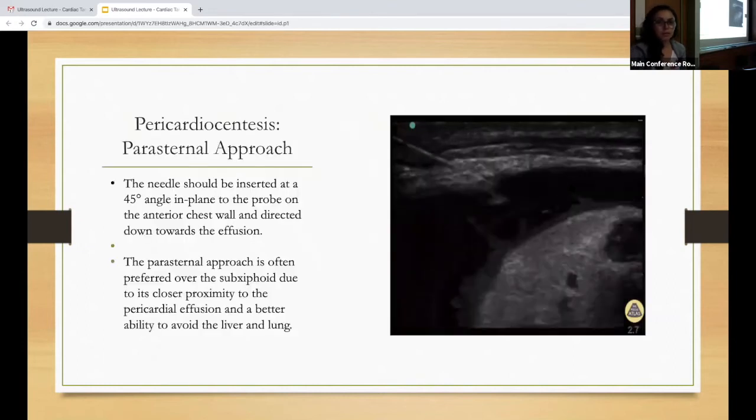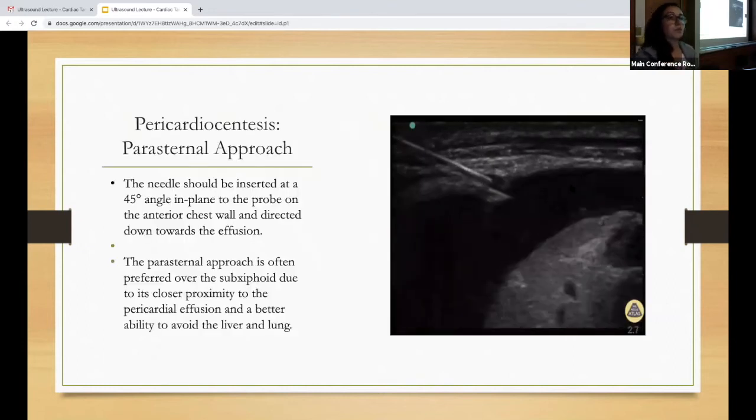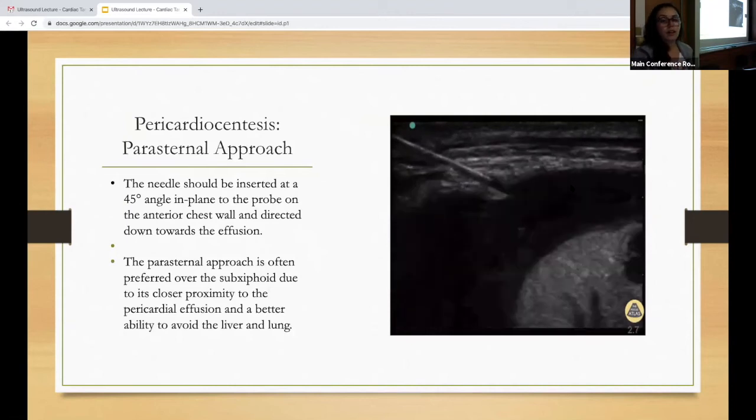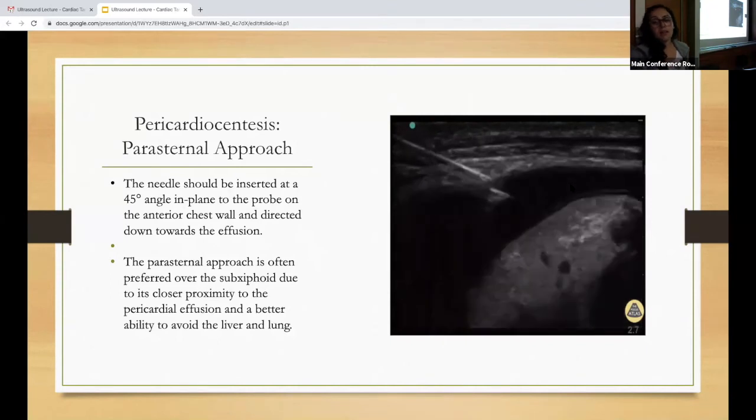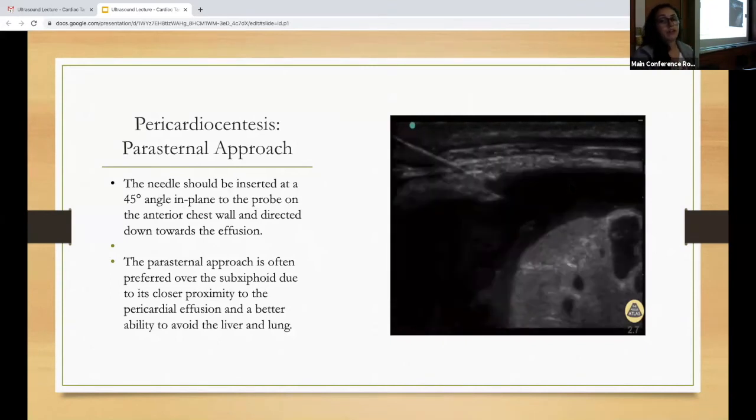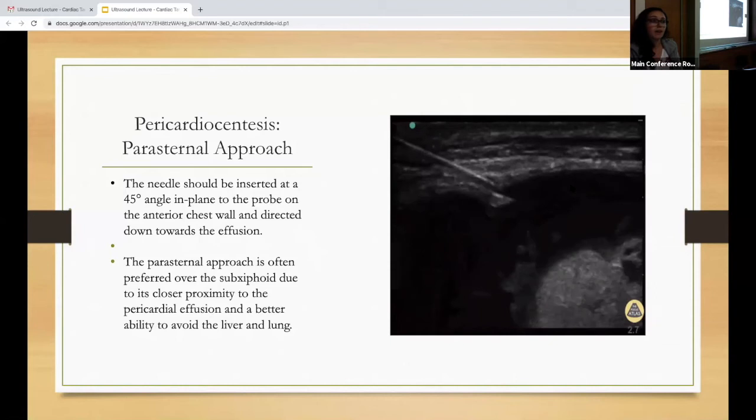The next approach is the parasternal approach and is more often done ultrasound guided. Here, the probe is placed on the chest wall in a left parasternal position at approximately the 4th intercostal space to obtain a parasternal long axis view of the heart.